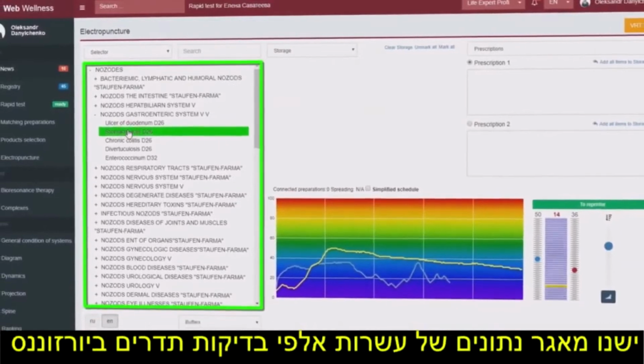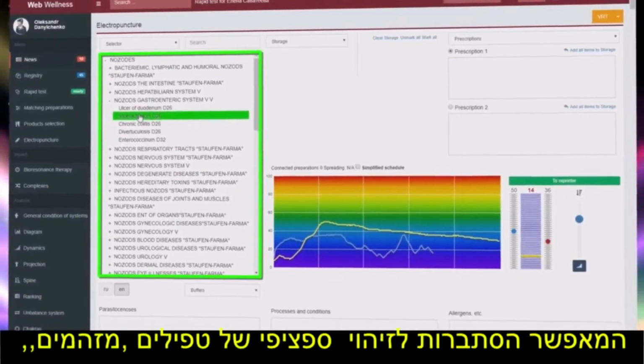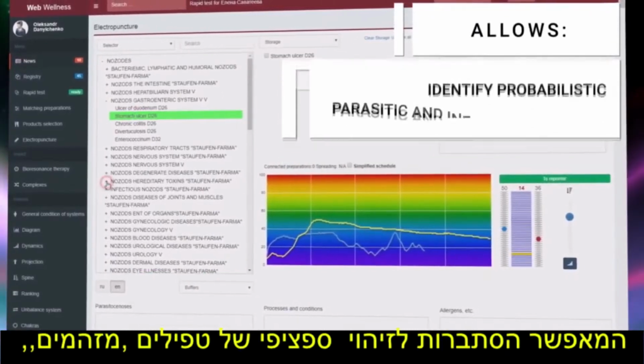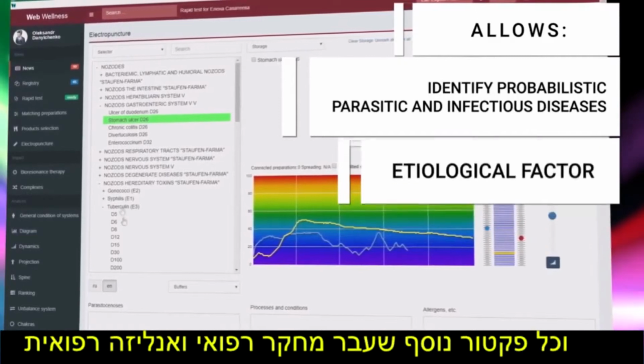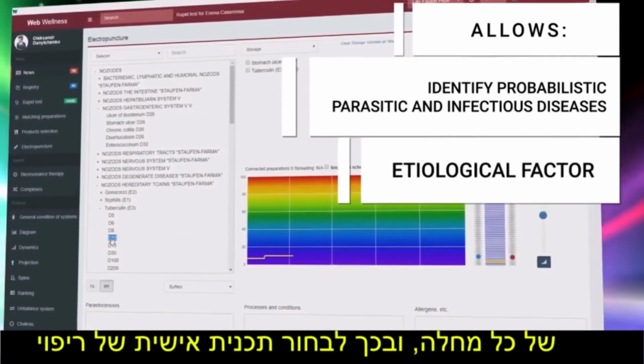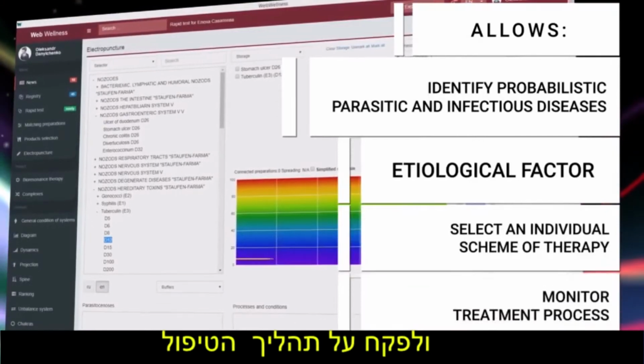There is a selector base consisting of several tens of thousands of testing resonant frequencies, nosodes, which allow you to identify probabilistic parasite and infectious diseases, an etiological factor, and its role in the pathogenesis of each particular disease, to select an individual scheme of therapy and monitor the treatment process.